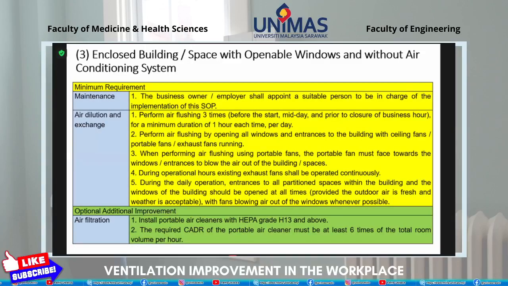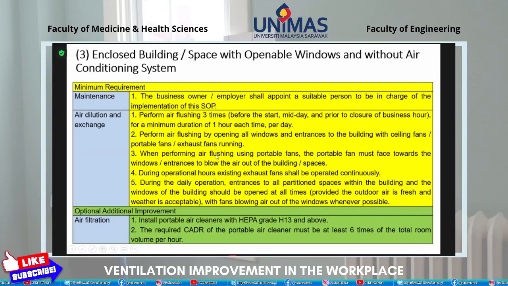And now for this kind of building, they can perform air flushing again 3 times, minimum 1 hour each time per day. So when do they perform this air flushing? Before the start, midday, and prior to the closure of business hour. And how do they perform this air flushing? By opening all windows and entrances to the building with ceiling fan or portable fan or exhaust fan running.